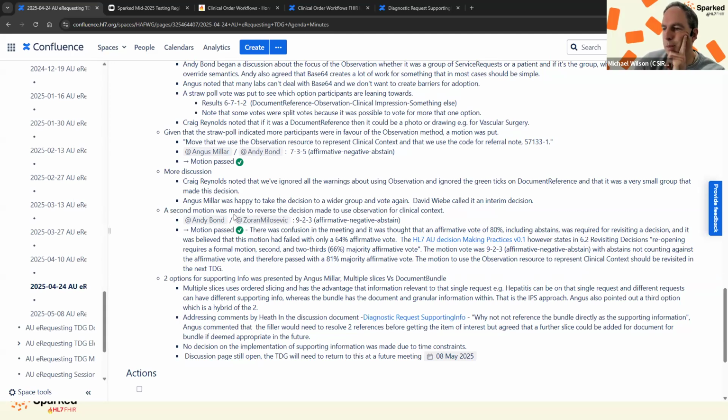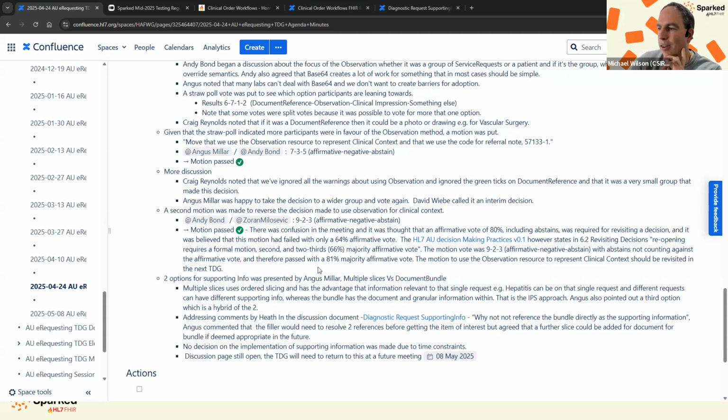So a second motion was made to reverse the original decision so that it could come back to this meeting. There was some confusion about what was actually required and whether it was classified as a revisit. Our thought was that if there was a revisit of a previous decision, there needed to be an 80% majority. It was calculated that there was only a 64% majority, and therefore in the meeting it was understood that it had failed. But as it turns out, that was actually successful.